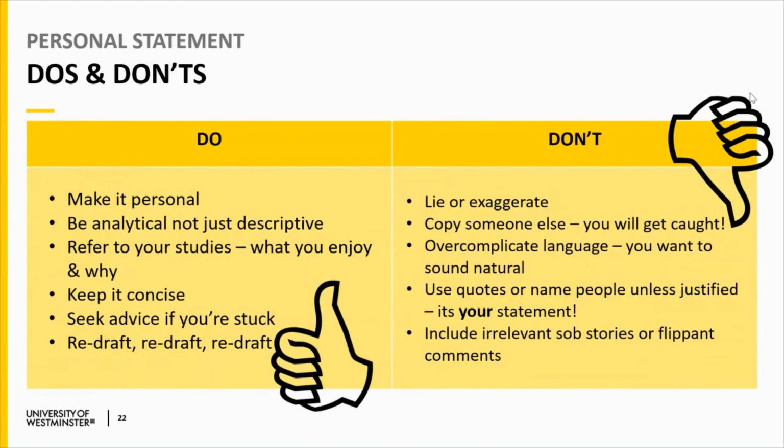So some do's and don'ts. When you're writing your personal statement, you do want to make sure that you keep it personal. It's about you and your experiences. So if you're writing about a group project, you want to make sure that the focus of your writing is going to be on your own ideas and contributions, not that of the whole group. You want to make sure that you're being analytical and not just descriptive. So that's using the ABC method where you can. Do keep it concise, so make sure you're not waffling on, and do please seek advice if you get stuck. Speak with your teachers, your friends, your family, get their opinion, because you can help improve it with every redraft.